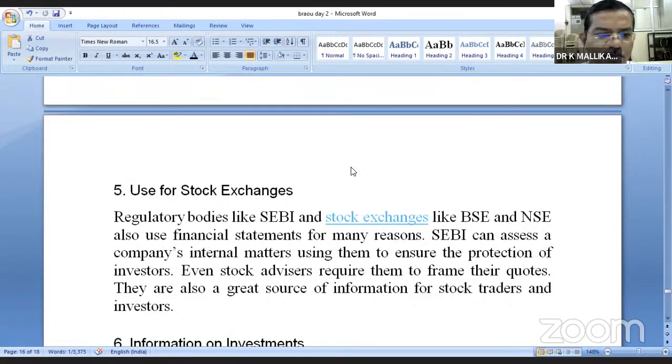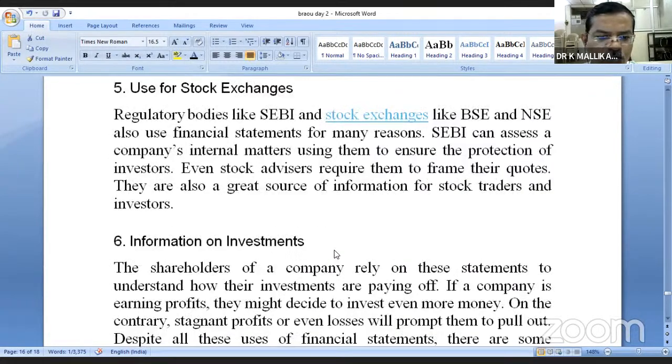SEBI's major objective is to protect investors' interest. See, SEBI can assess the company's internal matters to ensure the protection of investors. Recently, in 2 or 3 cases, SEBI intervened and saw how the company was performing, right? Even stock advisors are required to frame their recommendations from this.